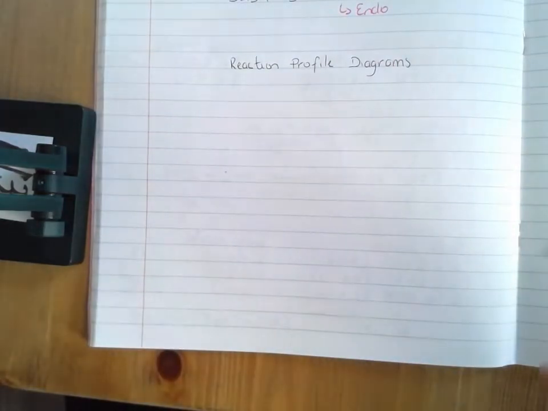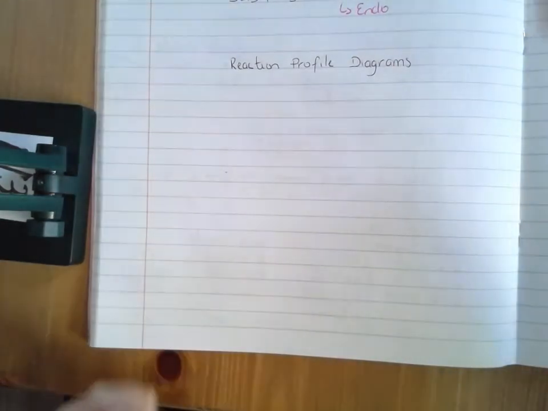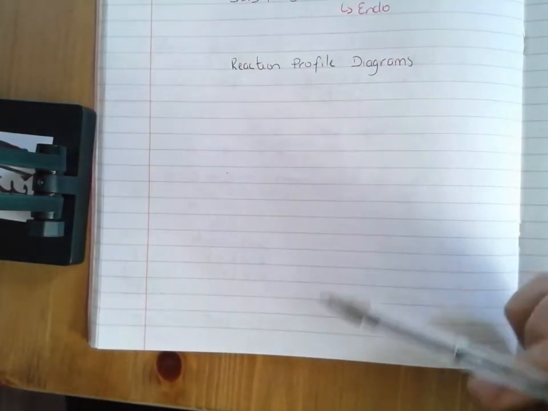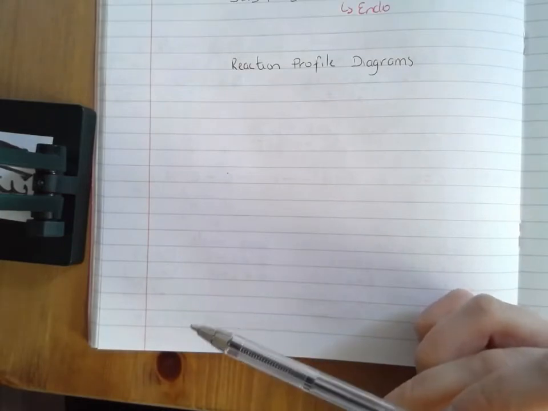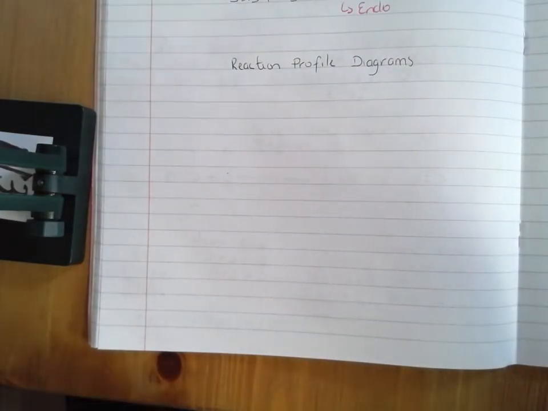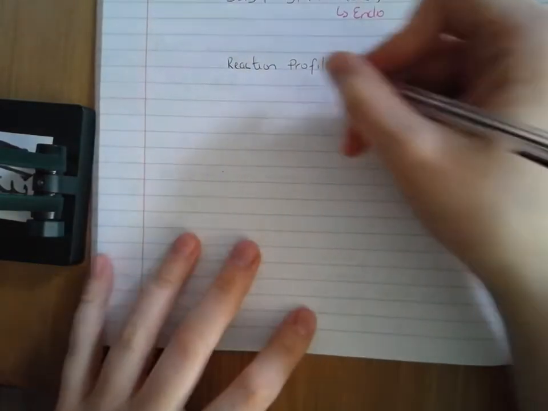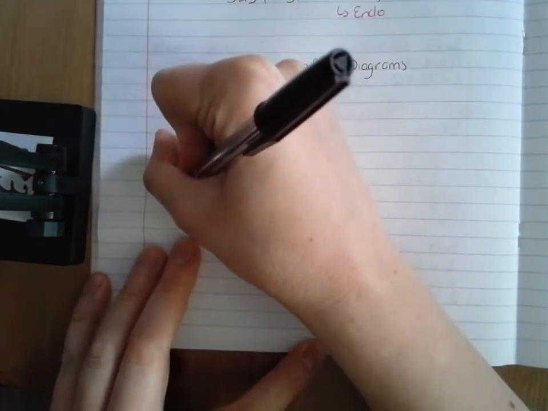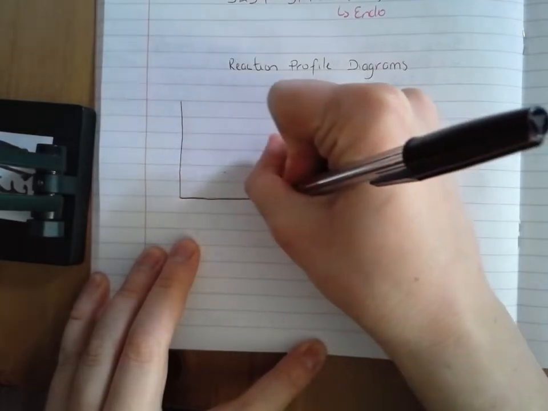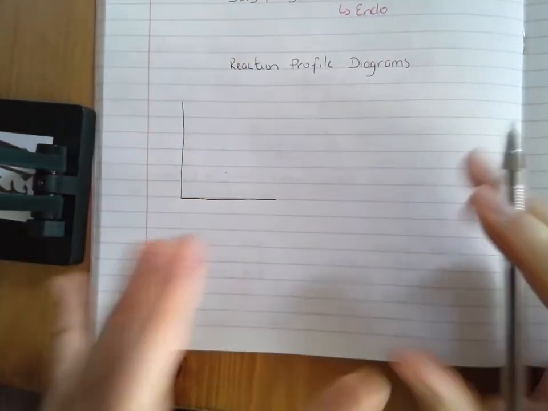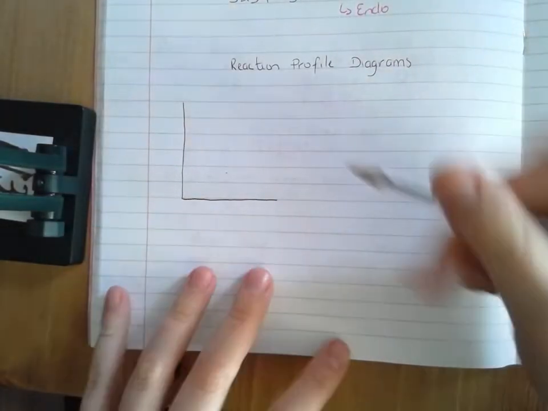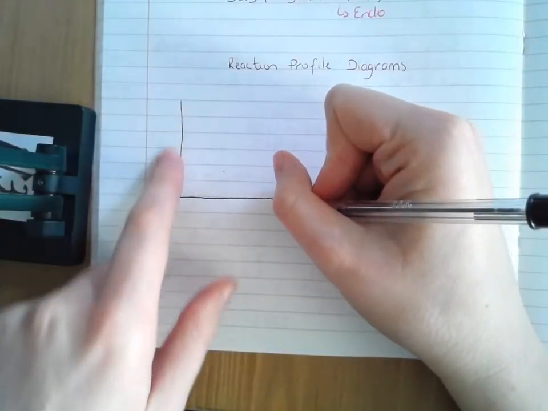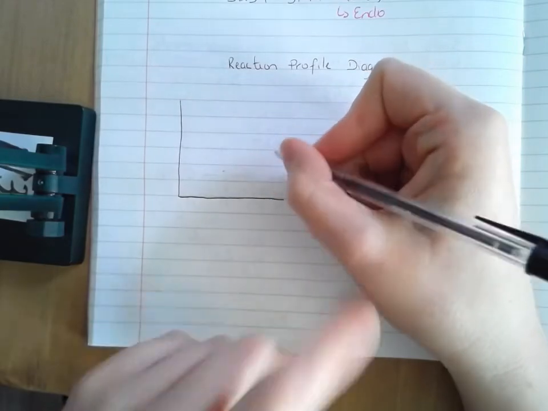And what I mean by reaction profile diagram is just a simple sketch to show you, in terms of energy, what is happening in an endothermic reaction and what is happening in an exothermic reaction. So I'm going to start with the exothermic reaction. And I'm just going to draw a graph, okay? You're never going to be asked to draw this on graph paper. It's only ever a simple sketch. You're never going to be given values for the y or the x-axis.